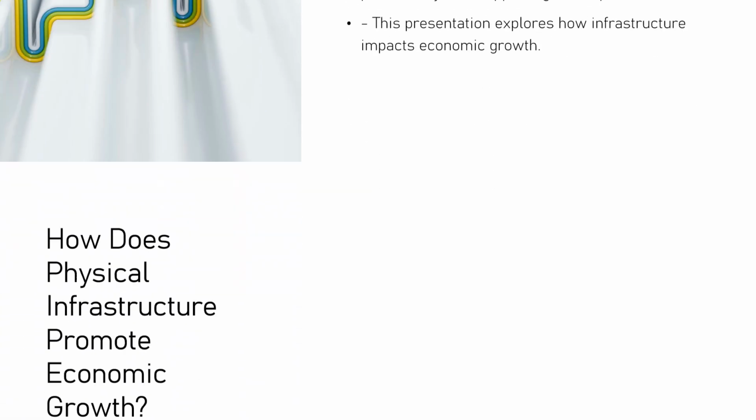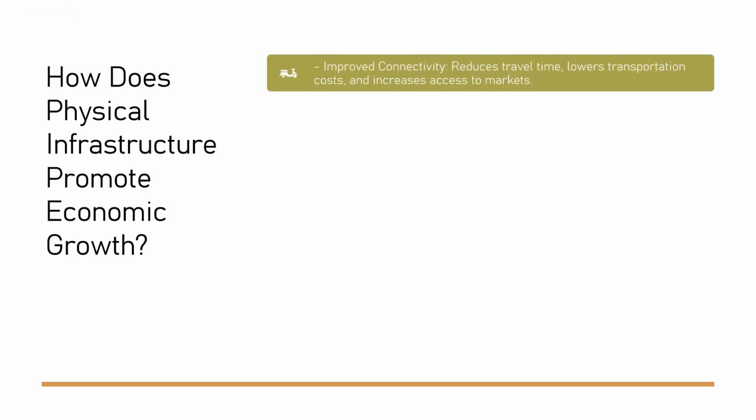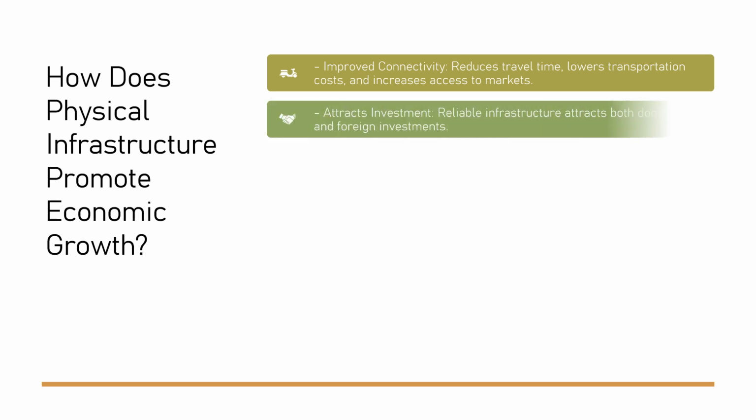How does physical infrastructure promote economic growth? Improved connectivity. Physical infrastructure, especially transport systems like roads, railways, and airports, plays a critical role in connecting various regions. Good connectivity reduces travel time, cuts transportation costs, and increases access to markets, both local and global. This leads to increased trade, better access to resources, and a more efficient movement of goods and services, all of which boost economic growth.